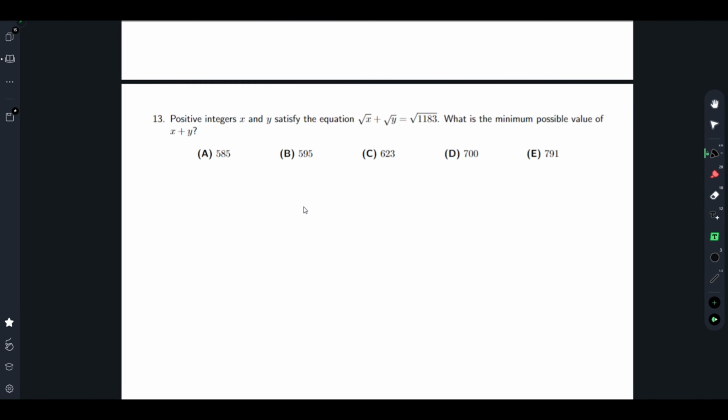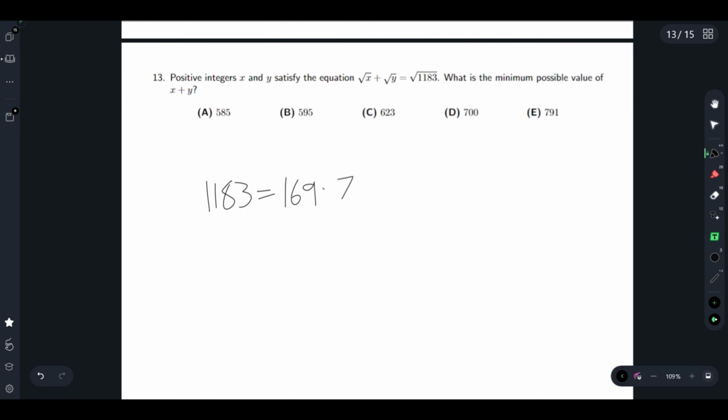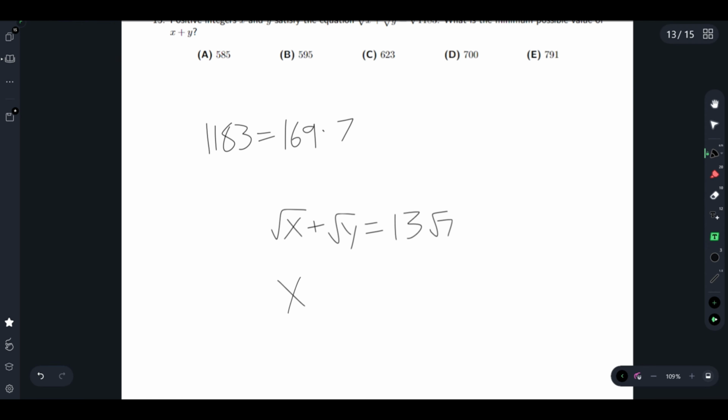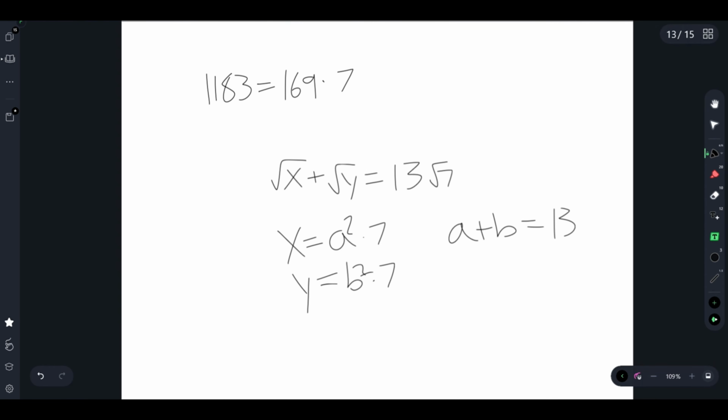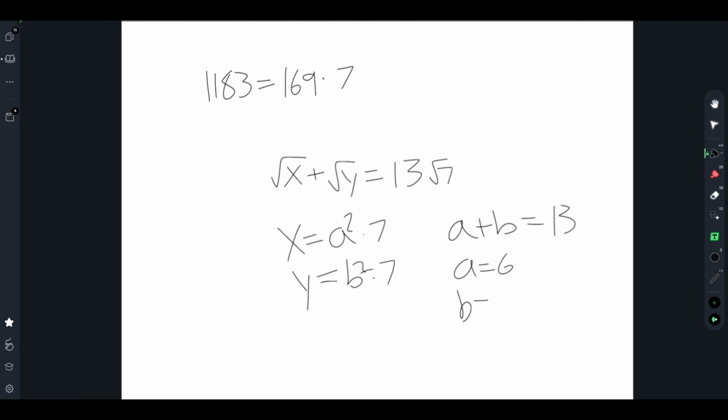Positive integers x and y satisfy the equation square root x plus square root y is equal to square root 1183. What is the minimum possible value of x plus y? So we notice that 1183 is 169 multiplied by 7. What this means is that square root x plus square root y is equal to 13 root 7. Which means that x is equal to a squared times 7, where a is an integer, and y is equal to b squared times 7. And so a plus b is equal to 13. In order to minimize this, we can set a as 6 and b as 7.